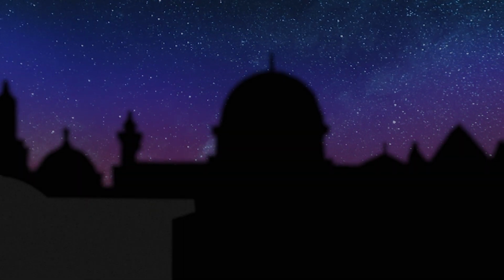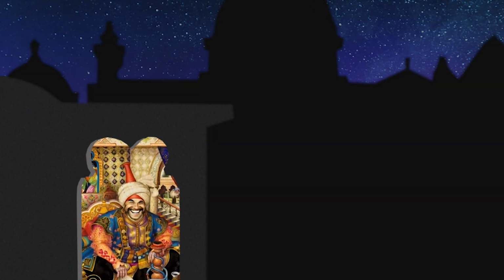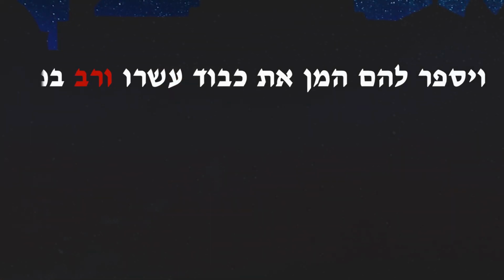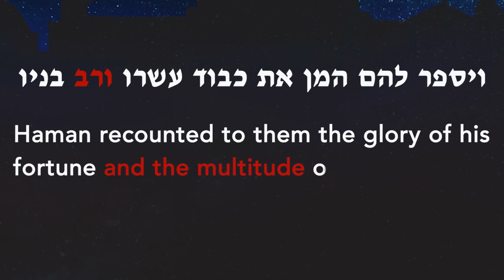That passage concerns the great historic foe of the Jewish people, Haman HaRasha, the wicked Persian viceroy Haman. At the height of his evil hubris, recorded in the book of Esther, Haman bragged to his entourage about his wealth and his offspring. The verse in Esther reads, V'yisaper lahem Haman et kavod ashro v'rov banav. Haman recounted to them the glory of his fortune and the multitude of his children.